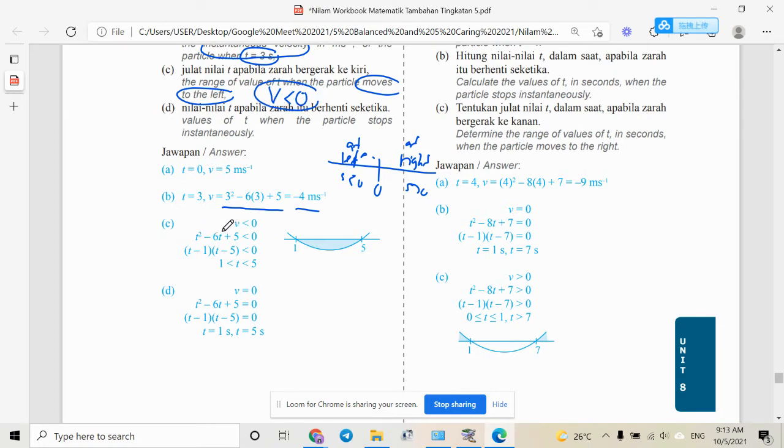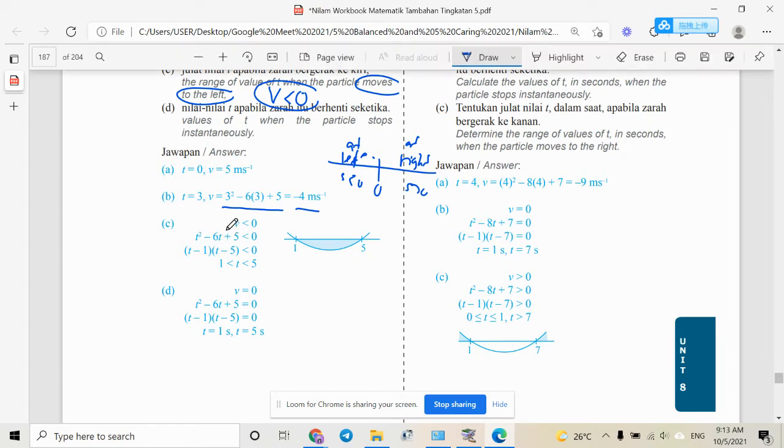So you just apply the formula and let it be less than 0, and then this one is a quadratic equation. When you have a quadratic equation with an inequality like this, then what you do, you just do factorization. Then when you factorize, you have two values of t. So 1 and 5 like this. So (t-1)(t-5) less than 0. So we choose bottom. So your answer is 1 until 5.